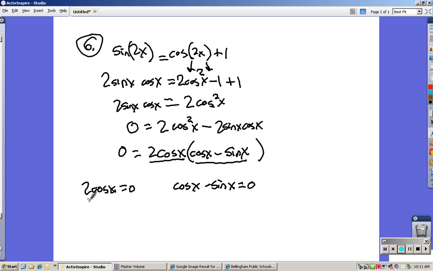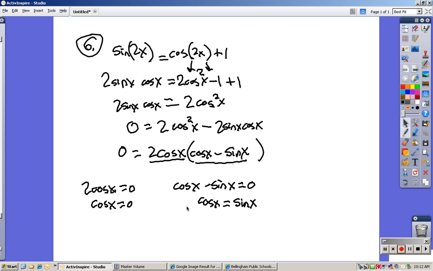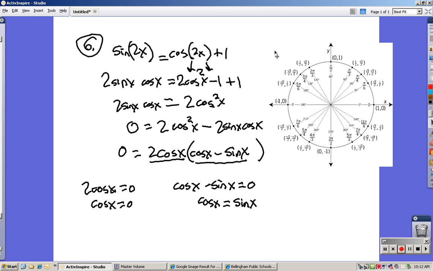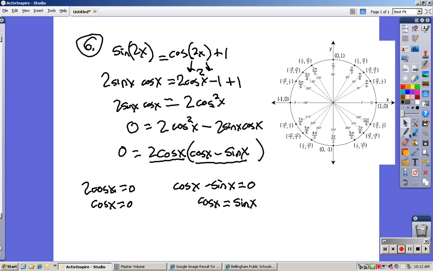Divide both sides by 2. I still here have cosine of x equals 0. And over here, this one's a little tricky. I'm going to add sine to both sides. Because if cosine minus sine is 0, that means that, again, add sine to both sides, cosine of x has to equal sine of x. They have to be the same in order to subtract out to 0. So now I know a couple things. I know that cosine of x is 0. I also know that cosine of x is supposed to be the same as sine of x. So I'm just going to find all the places where that happens.